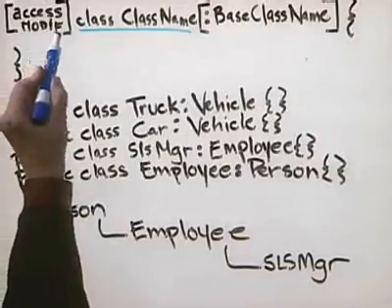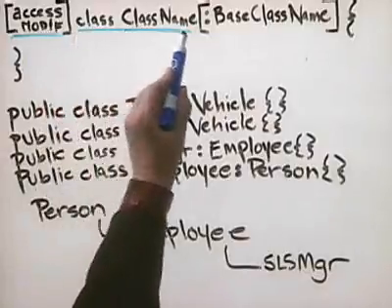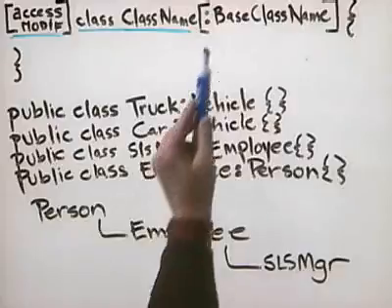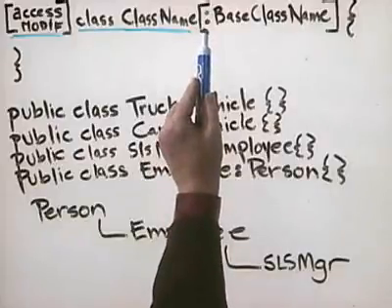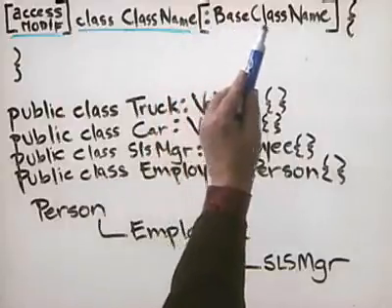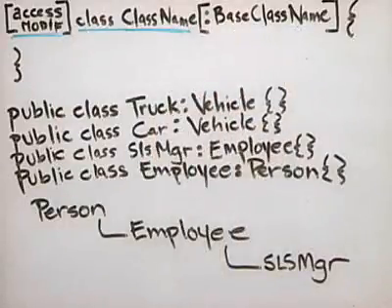We have an access modifier that precedes the class keyword, then the name of the class. Notice the base class name, the colon denotes inheritance. So this class, called class name, inherits from base class name. Notice the square braces denote that inheritance is optional.